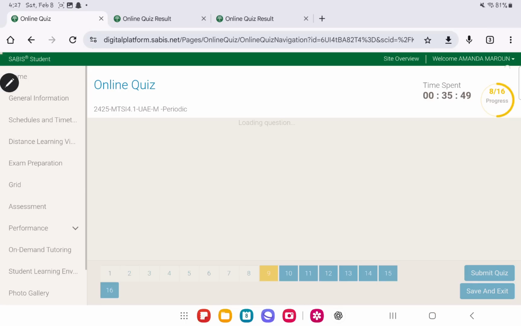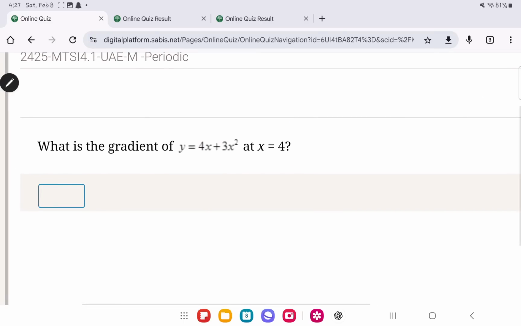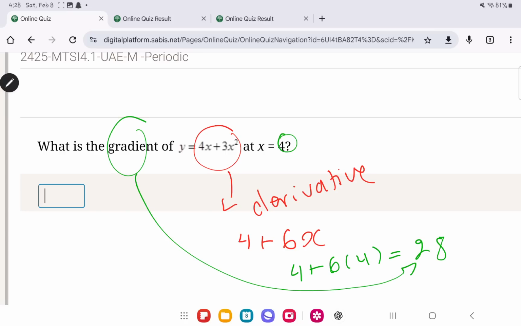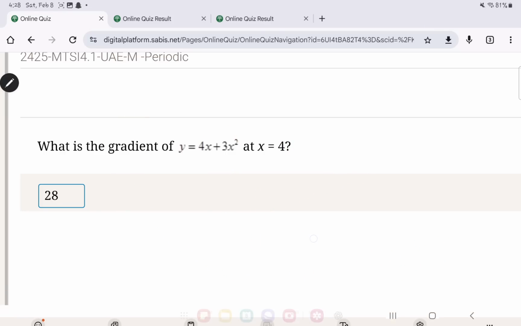So we move on to question number 9. What is the gradient of this at x is equal to 4? So it's in simplest form. We just need to find the derivative. So very simply, to find the derivative, it becomes 4 plus 6x. Now, if x is equal to 4, you're just going to place it here. So 4 plus 6 times 4, which is 4 plus 24, which is 28. So the gradient, which is the slope, is then 28.